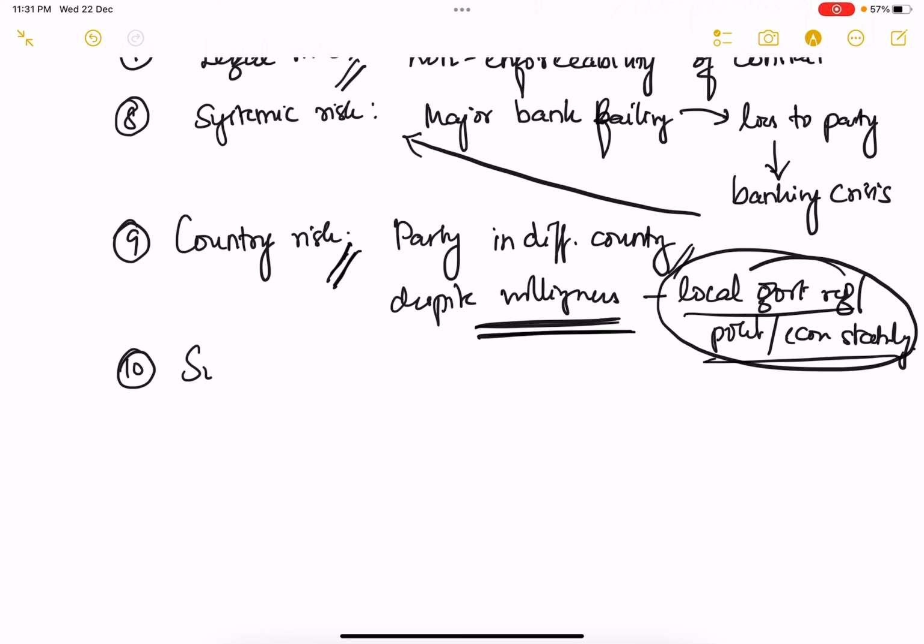The last risk is sovereign risk. Sovereign risk is a sub-risk of country risk, which is when a country defaults on its commercial debt obligations. This sovereign risk cannot be questioned in the court of law. So that is known as sovereign risk.